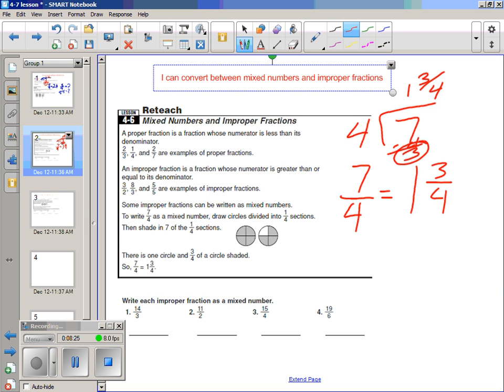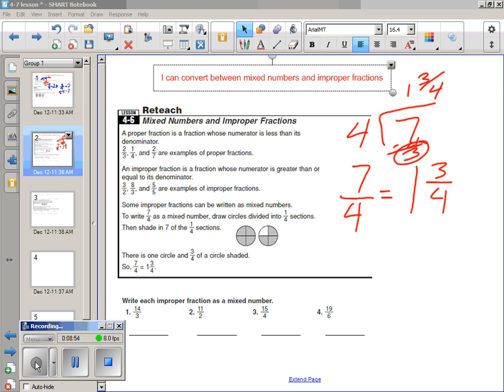Okay. So I want you to try 1, 2, 3, and 4 down here. Can you convert those improper fractions to mixed numbers? And here's what I want you to do. On one of them, you have to draw a picture similar to this. On the other 3, if you want to draw pictures, that's fine. Or you can do what I showed you up here. All right, here we go.